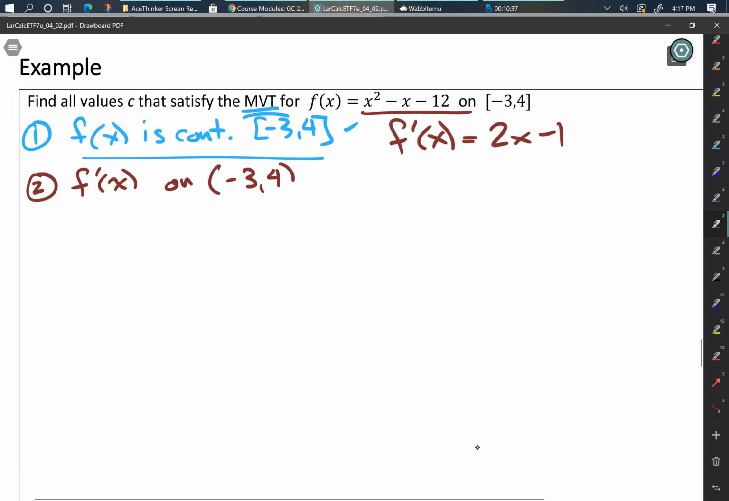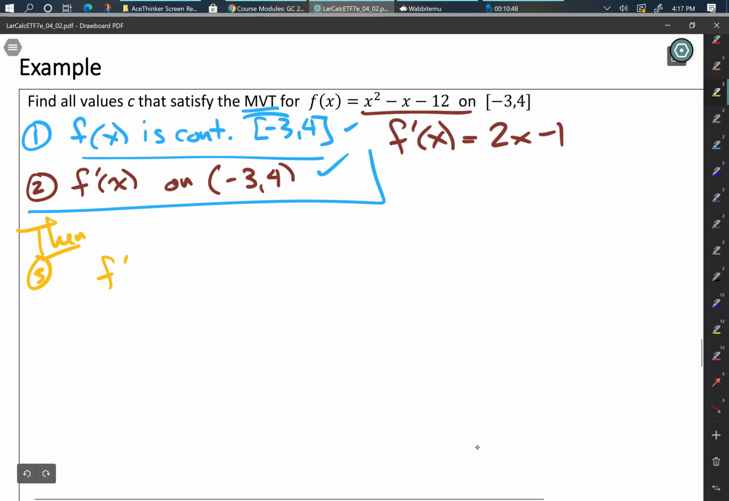Okay? And so if those two things are true, and we just showed that they were, they're both good, then there must exist a c such that f prime of c will be equal to f of b minus f of a divided by b minus a. All right, I'm going to do some scratch work over here to the side.